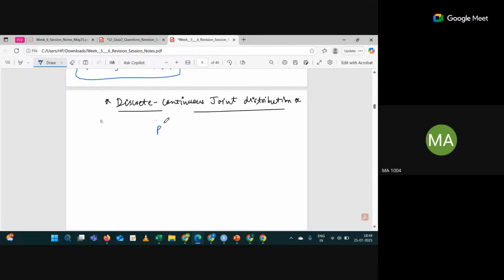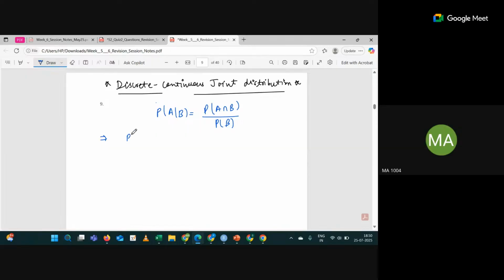I will talk about it in terms of events A and B. I can write probability of A given B as probability of A intersection B divided by probability of B, right? From here, what else can I write? Probability of A intersection B equals probability of B times probability of A given B, right? This is one thing. Yes or no?